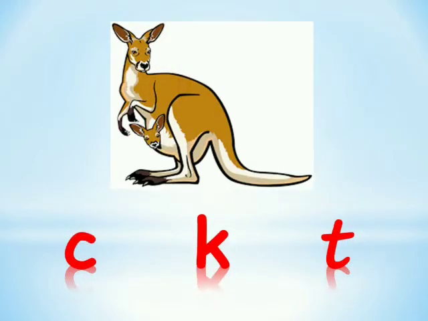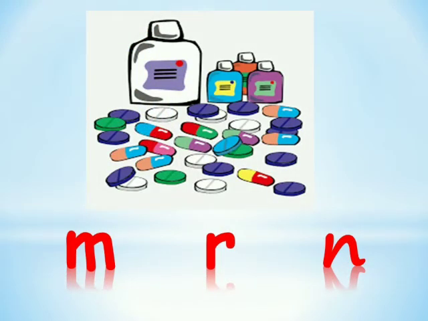Which picture is this? Kangaroo. And when we say kangaroo, the sound that comes first from our mouth is K. Yes, K, kangaroo, we will circle K, kangaroo.